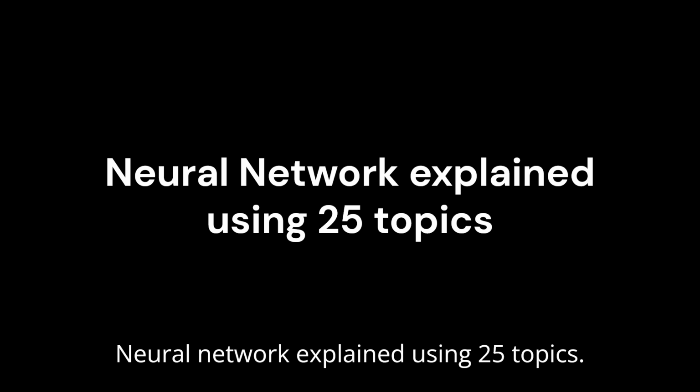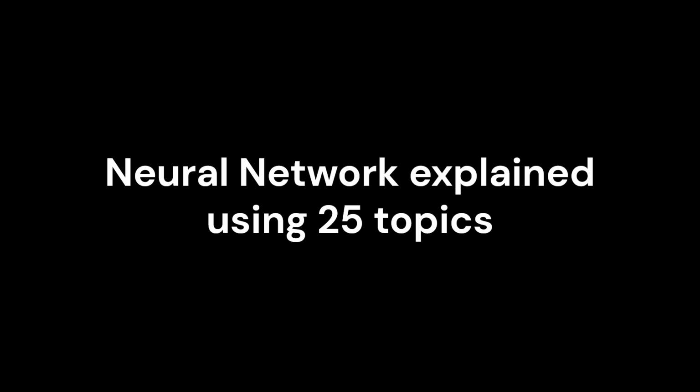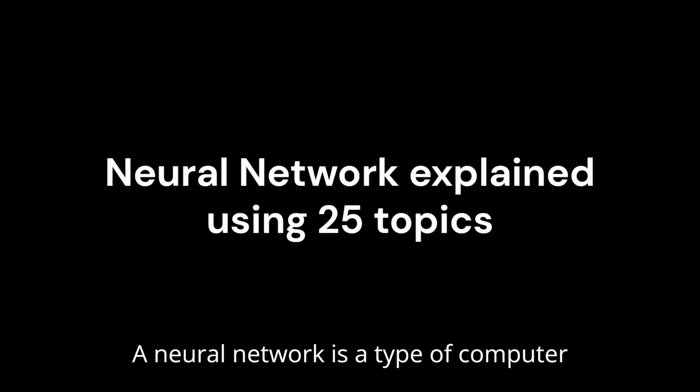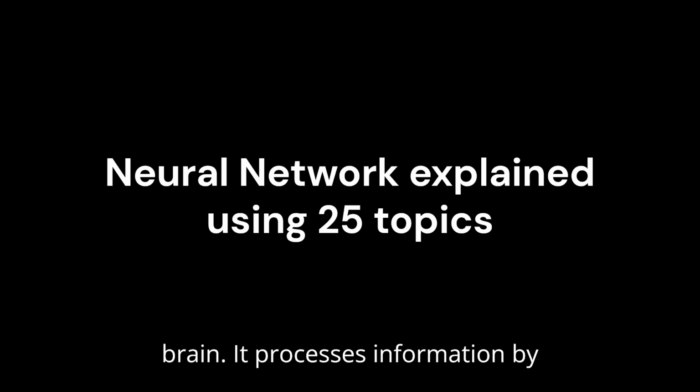Neural network explained using 25 topics. A neural network is a type of computer system designed to work like the human brain.